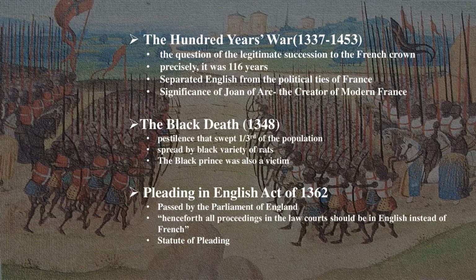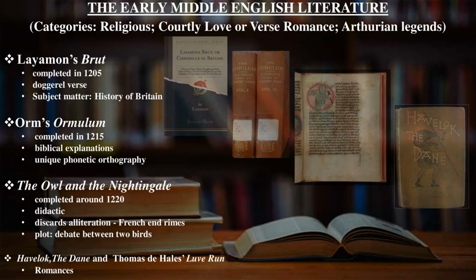With this understanding, let us now look into the early Middle English literature which was produced amidst these social and political unrests. Generally, the Middle English literature is divided into three categories as religious, courtly love, and Arthurian legends, which we'll be studying as early literature and later literature.